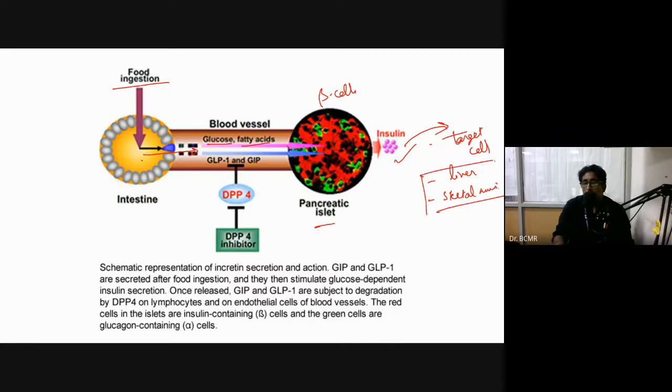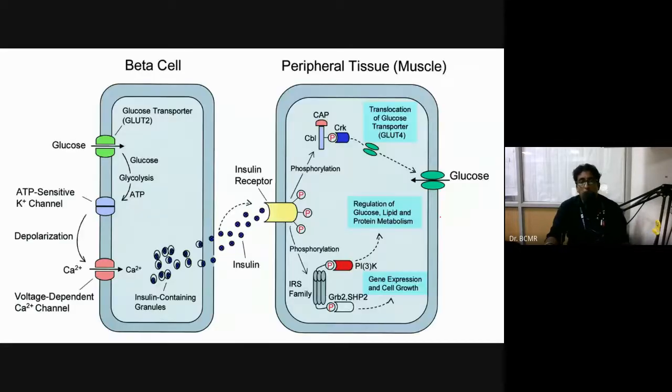So the liver is a storage site for a lot of glucose in the form of glycogen. Skeletal muscle, because we will need to work, also stores glucose as glycogen. So what happens between the beta cell and the target tissue, muscle?